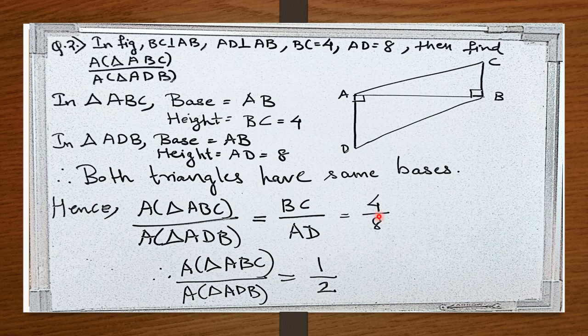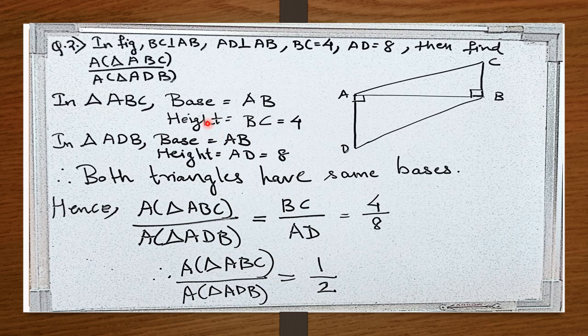Okay, this is question 2. Let's read the question. In the figure, BC is perpendicular to AB, and AD is perpendicular to AB. BC is 4 units, and AD is 8 units. Then find area of triangle ABC upon area of triangle ADB. So we have to find the ratio of areas of these two triangles, the upper one and the lower one.